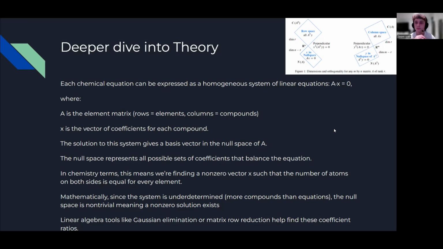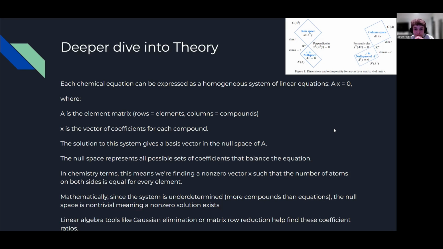All right, so now let's look at how linear algebra actually helps balance chemical equations. We can write every chemical equation as a system of equations, which is essentially just AX equals 0. In this case, A is a matrix that shows how many of each element appear in each compound, and X is the set of coefficients we need to find.